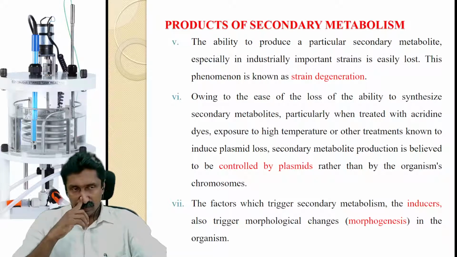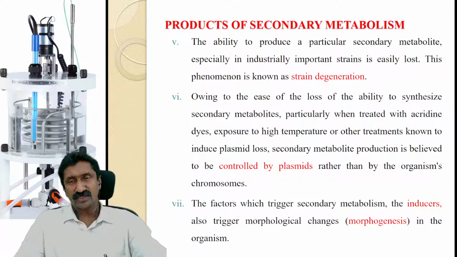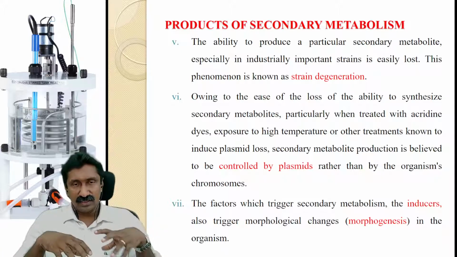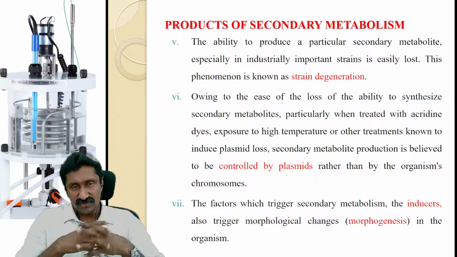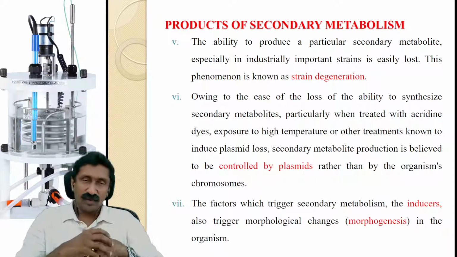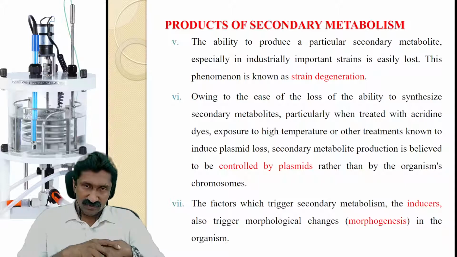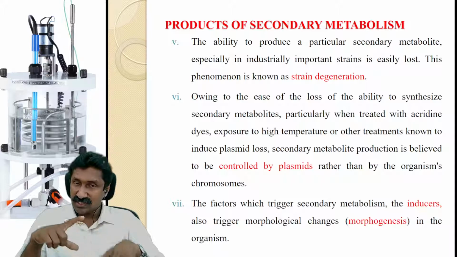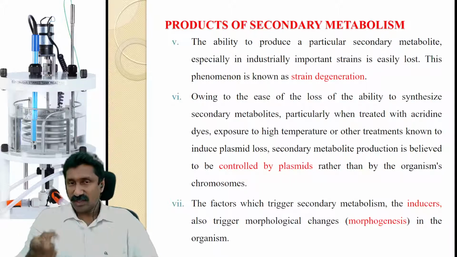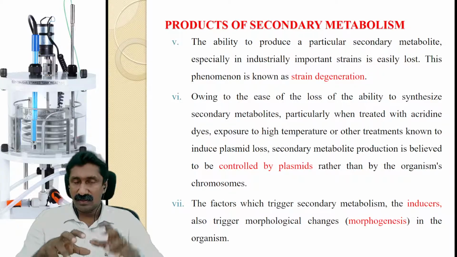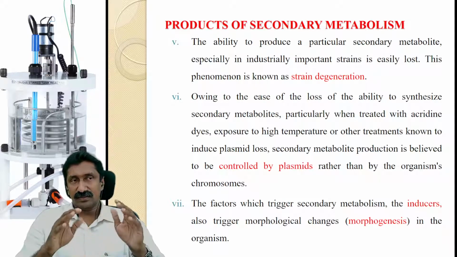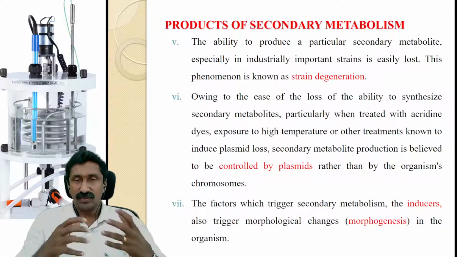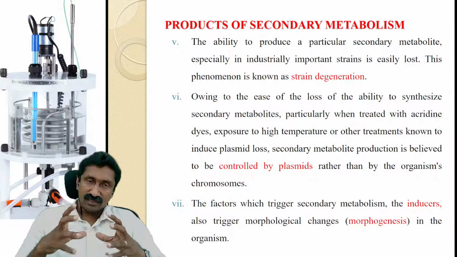Secondary metabolites, for their production, require some inducer molecules, and these inducers are also required for morphological changes and chemical changes which occur in the organism. Both are required for metabolite production. So the morphological changes and the concerned chemical changes. The chemical changes will result in the production of the metabolites, and the morphological changes will create some visible structures or visible growth patterns in the concerned organism.